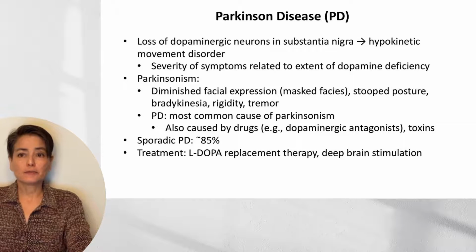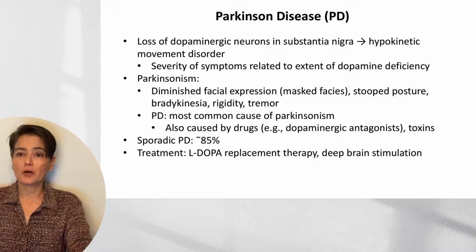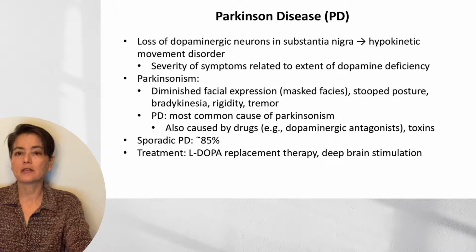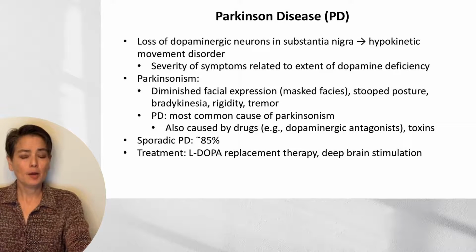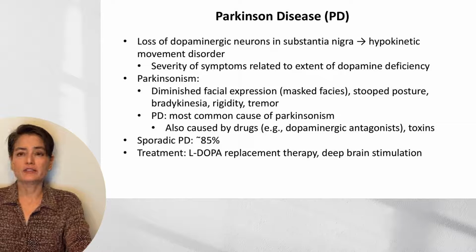Parkinson disease is the most common cause of Parkinsonism, but you have to recognize it can also be caused by drugs, such as dopaminergic antagonists, as well as toxins. So if you have a patient who presents with these symptoms, before you start thinking about Parkinson disease, you must exclude these others. About 85% of cases of Parkinson disease are sporadic.